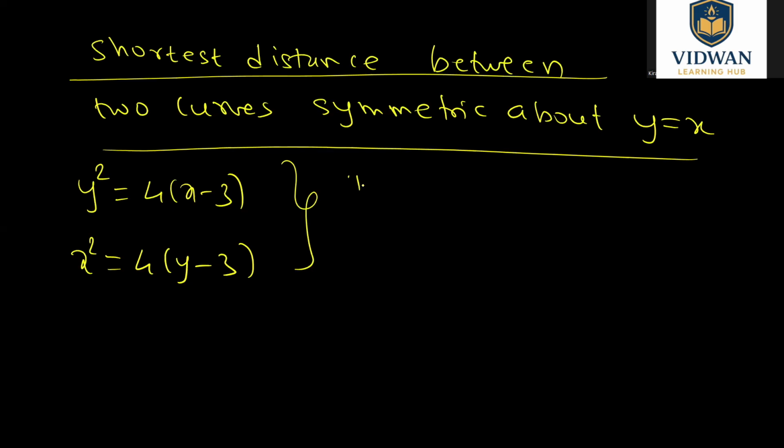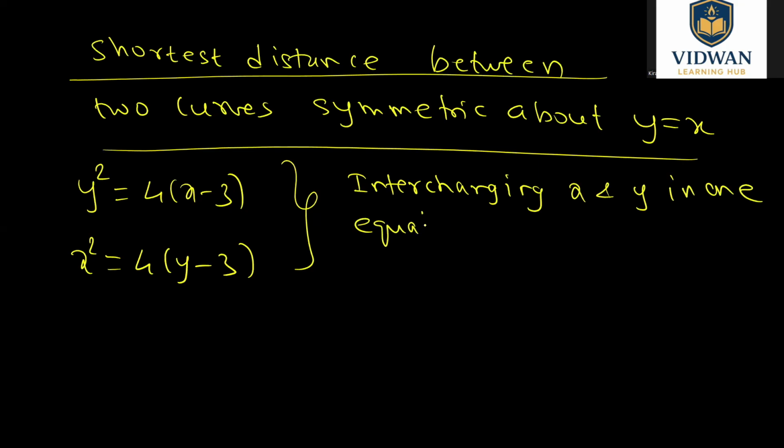So interchanging x and y in one equation gives the other equation. So in such a case, we say there is a symmetry about y equal to x. This is a condition for symmetry about y equal to x.